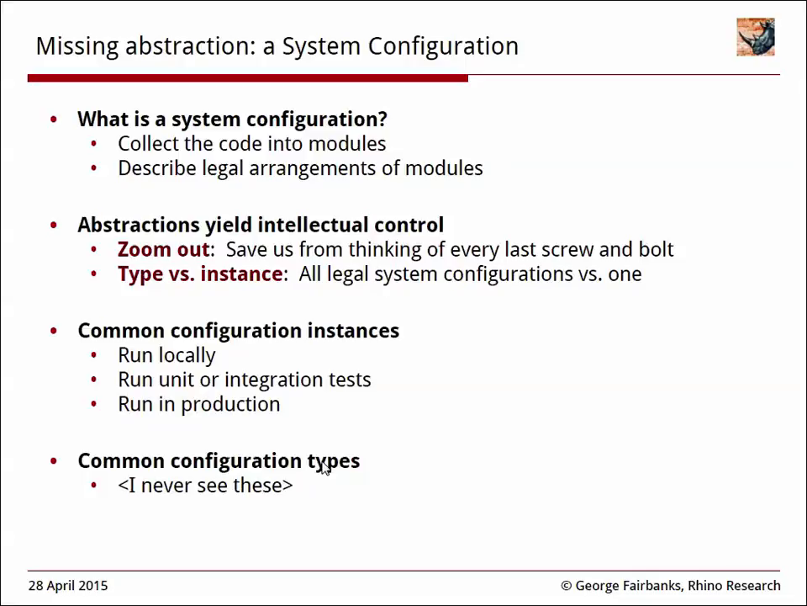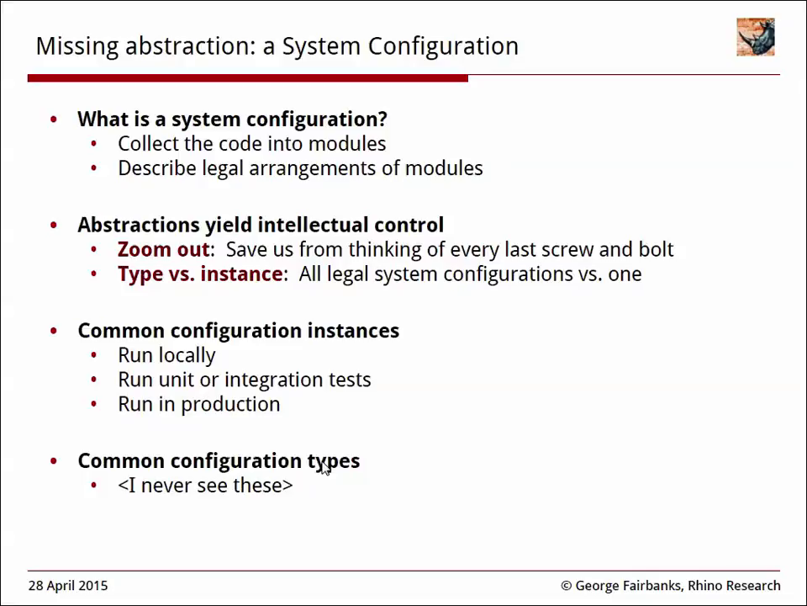And the reason I can get intellectual control is that I've got abstraction in at least two dimensions here. First is the zooming out, which allows me to not think about little nuts and bolts and HTTP parameters, but instead I can think about large chunks and which chunks are variable, which chunks are required, and so forth. And also that the type versus instance distinction is important. I can say this is a particular configuration versus this is a description of all legal configurations.